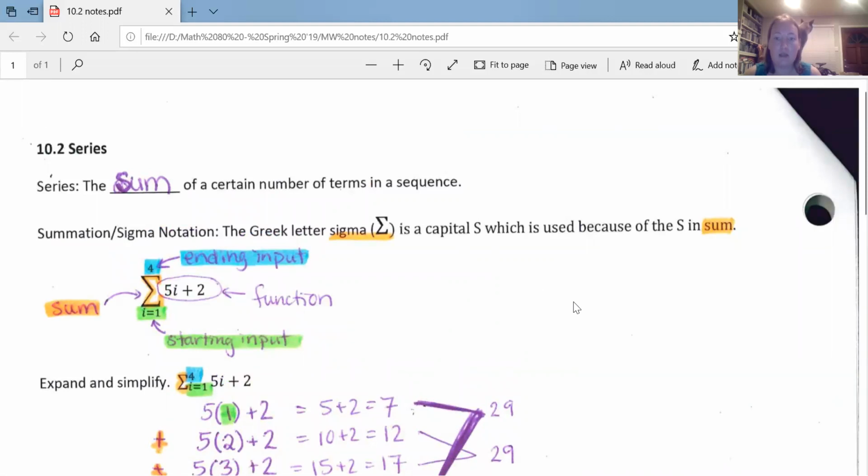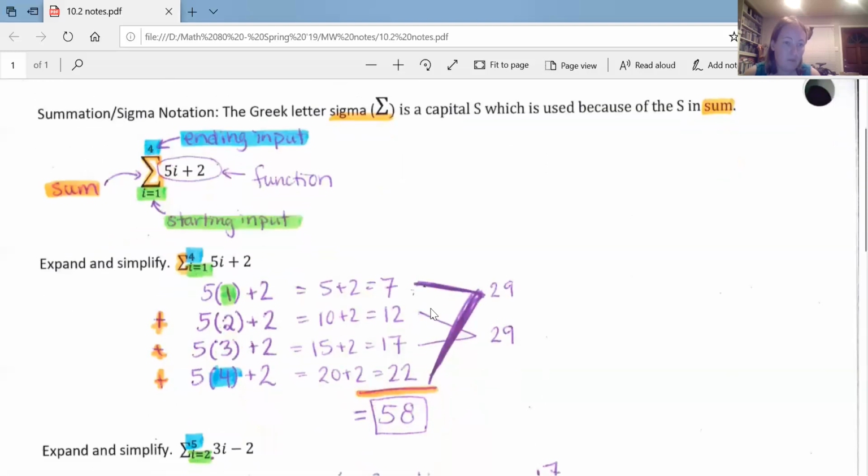Capital S is also used to represent sum. So again, this is an index. That I stands for index. Sometimes other letters are used instead of I, but these should match up. And so you're starting with this value, plugging in 1, and then you go to the next integer 2, then the next integer 3, continuing on until you get to whatever this number is. So I'd go all the way till the I being 4, and then I'd stop.